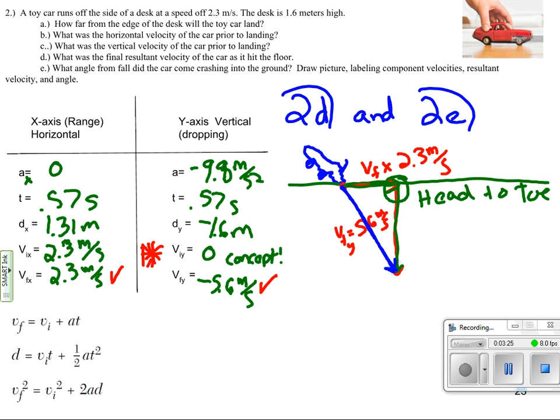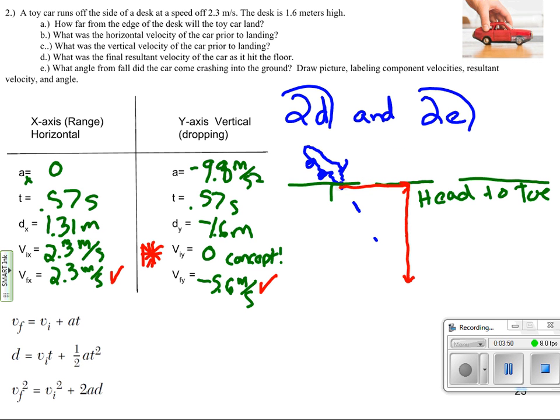So I'm going to clean this up. So here's my car. I had two vectors. I had a vector going this way, and another vector going this way. One of my vectors says 2.3 meters per second. The other vector says 5.6 meters per second. How do I solve for this vector? It's the Pythagorean theorem: a squared plus b squared equals c squared. This will be my v final.